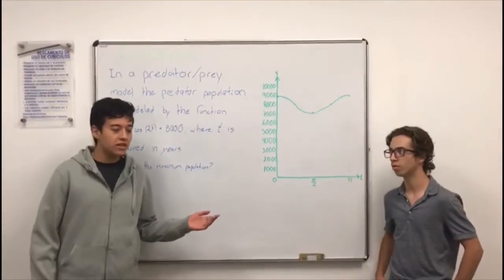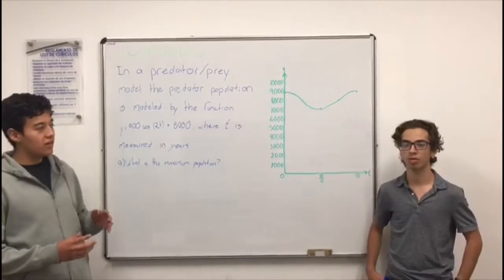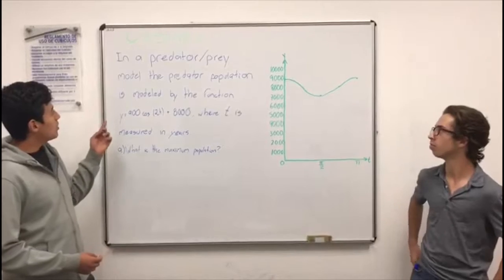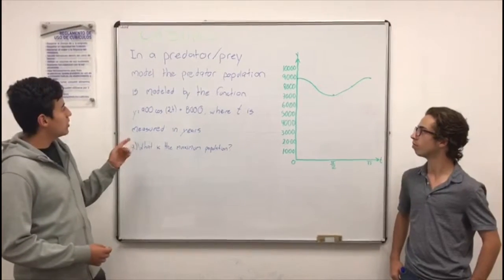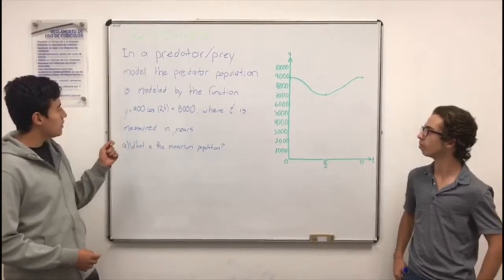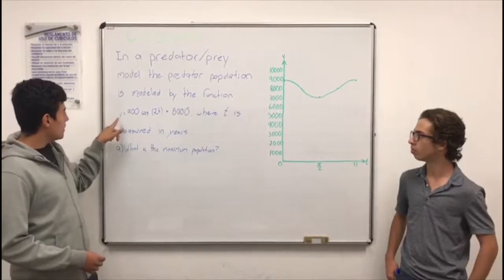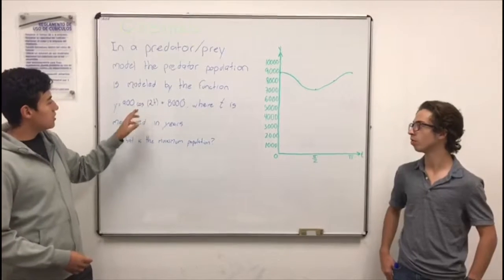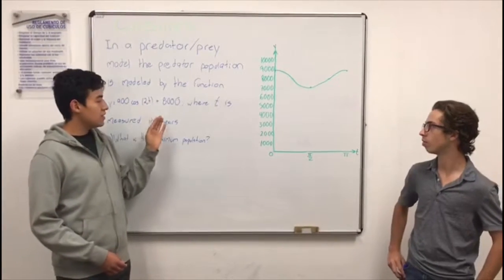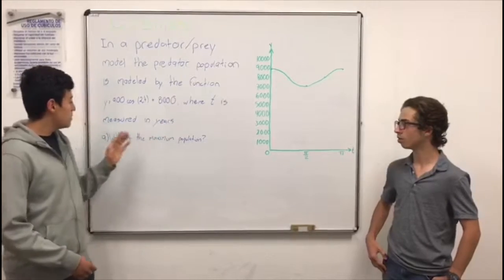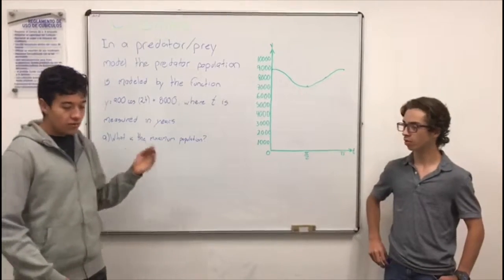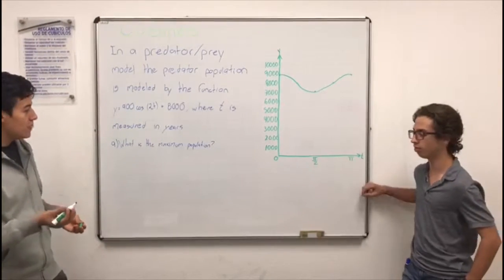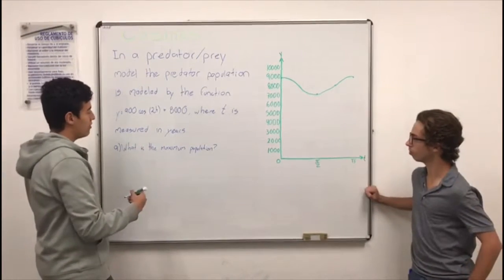Now we are going to explain the problem that we were assigned in class. The problem is about cosines. The problem says, in a predator-prey model, the predator population is modeled by the function y is equal to 900 cosine of 2t plus 8,000, where t is measured in years. So from this function, we need to first locate the basic data to make our graph later.